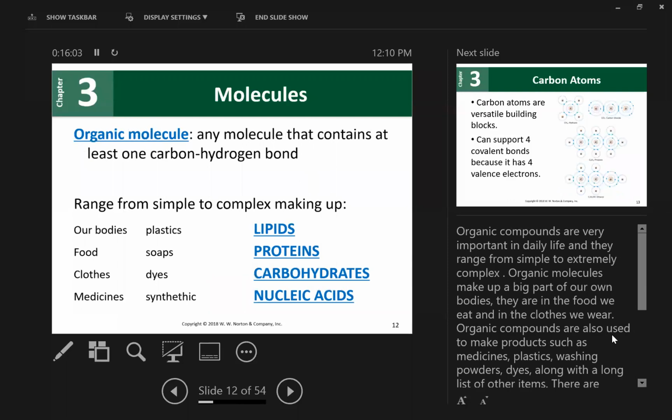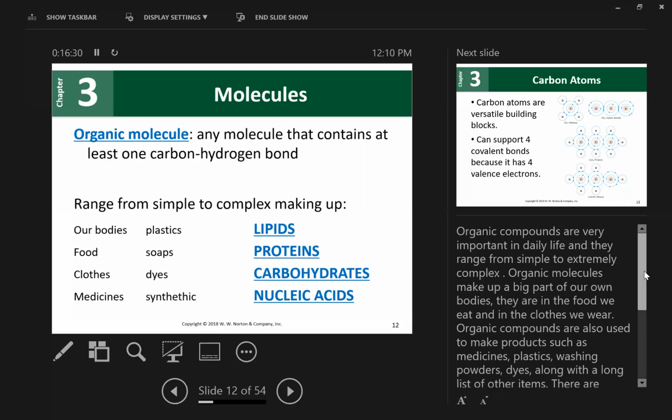An organic molecule. This is very important that we understand. It is any molecule that contains at least 1 carbon-hydrogen bond. Organic compounds are very important in our daily life, and they range from simple to extremely complex. Organic molecules make up a big part of our own bodies.